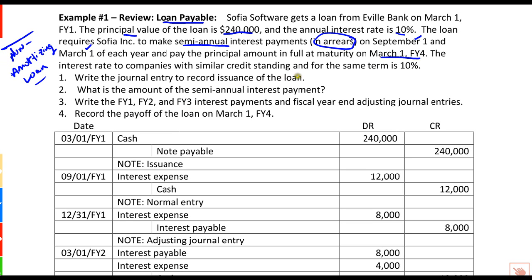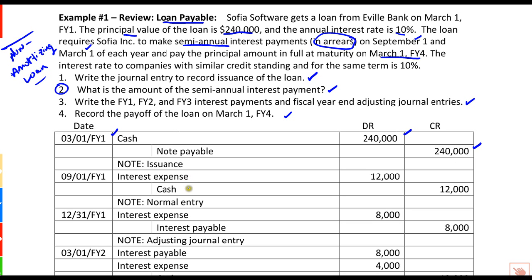All right, and this is asking us to record the issuance of the loan. So initial recognition, calculate the semi-annual interest payment, record the journal entries for the payments, and record the payoff. And with number 2, also record that adjusting entry for interest expense. Here's the issuance. You're receiving cash and you're issuing a note, which is a promise to pay.